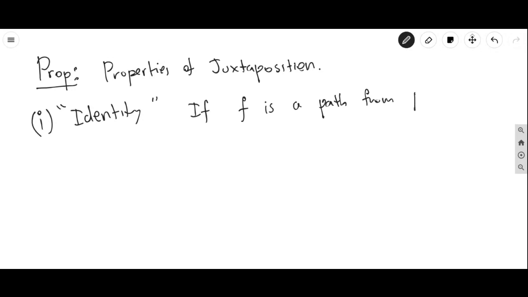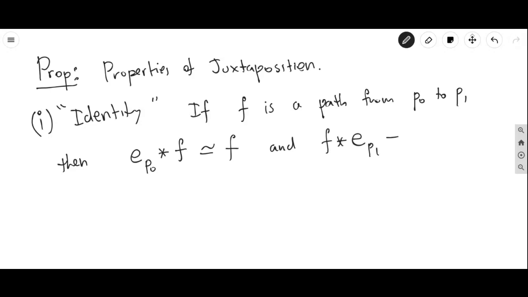from, let's say, P0 to P1, then if you take the constant path and you juxtapose it with f, that's going to be homotopic with f. And if you take f and you juxtapose it with the constant map on the right, that's going to be homotopic with f. So notice the one on the left and on the right, they have to be different, because otherwise juxtaposition will not be defined.